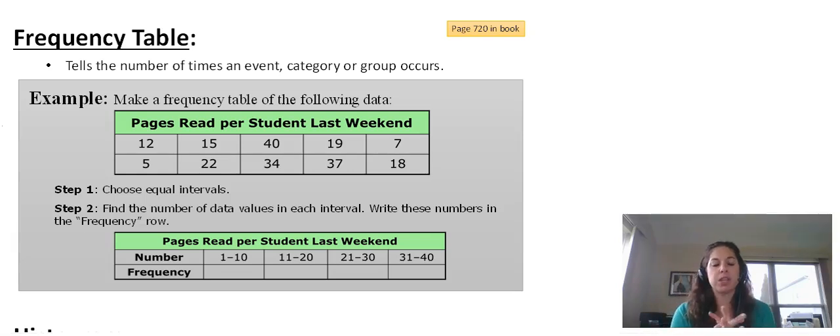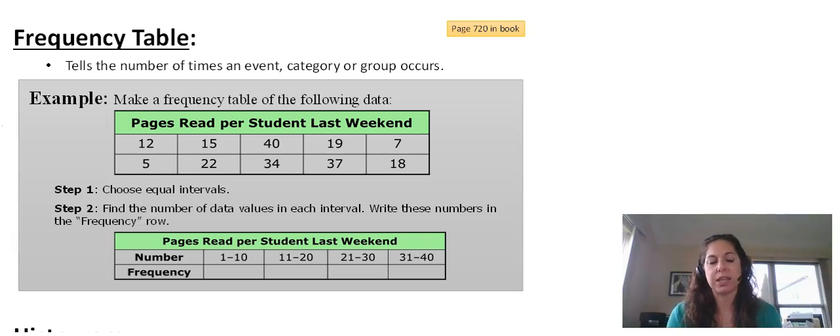If you're given a set of data, you're going to choose equal intervals. When I say equal intervals, I mean choose groups of 10 or groups of 5. You can't have a mixture of some 10s, some 5s, some 2s, they all have to be even. You then find how many of your data values occur in each interval, and we're going to organize this by using a table.